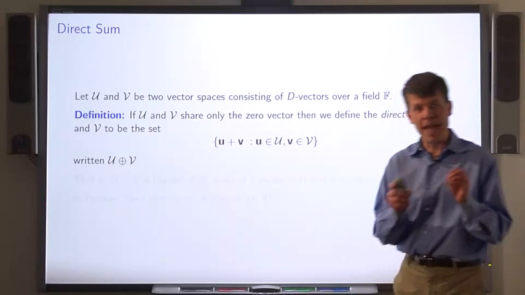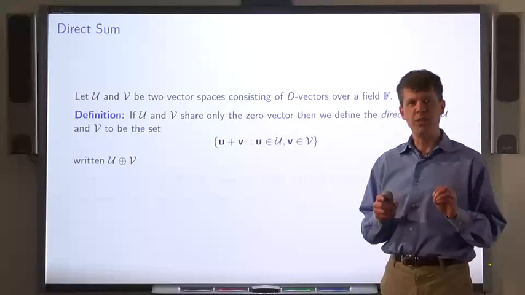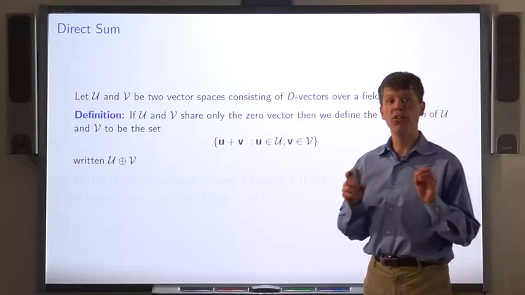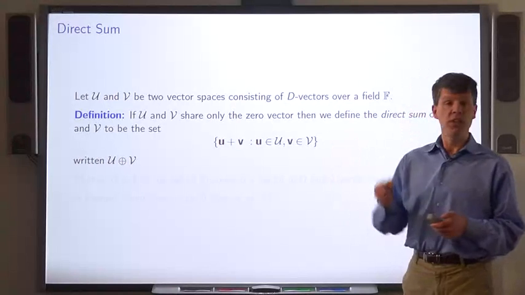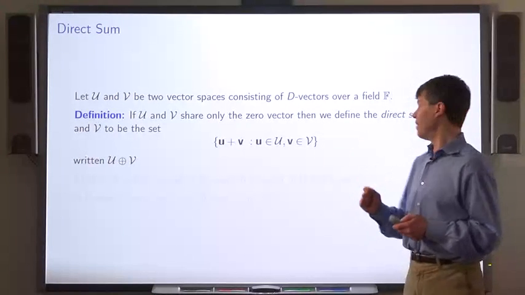You've seen the idea that you can add two vectors. Now we'll see what it means to add two vector spaces. This is called the direct sum. So let U and V be two vector spaces, and suppose that they share only the zero vector.